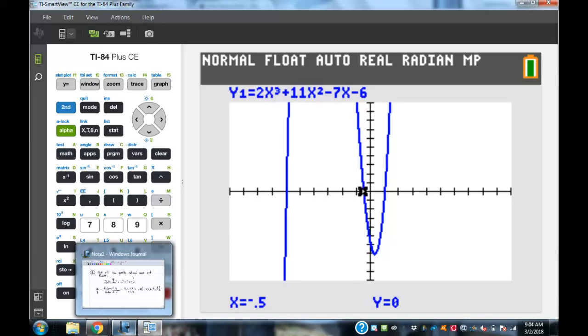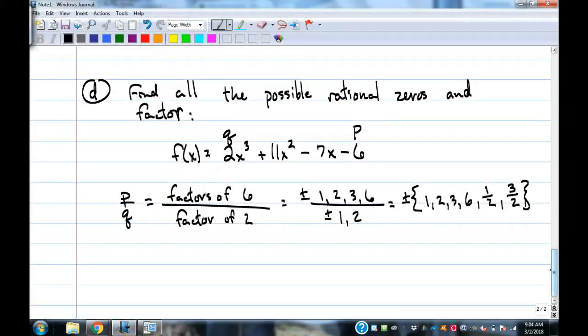What's this number? 1. Okay, so we got some options for synthetic division here to get the ball rolling. I'm going to use the easiest option, which would be what number? 1. It's easier, because you've got to do a lot of multiplication for synthetic, right? So make it easier on yourself and use the 1. 2, 11, -7, -6.